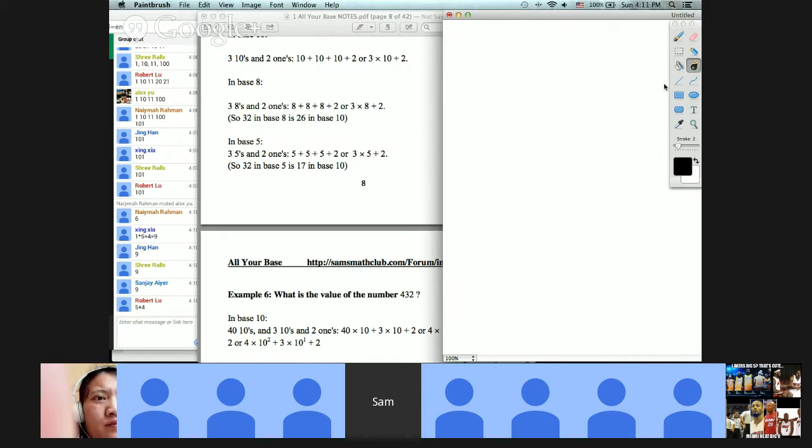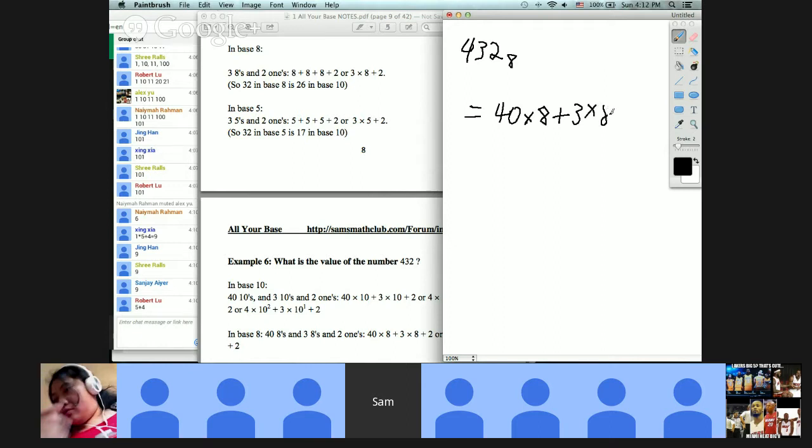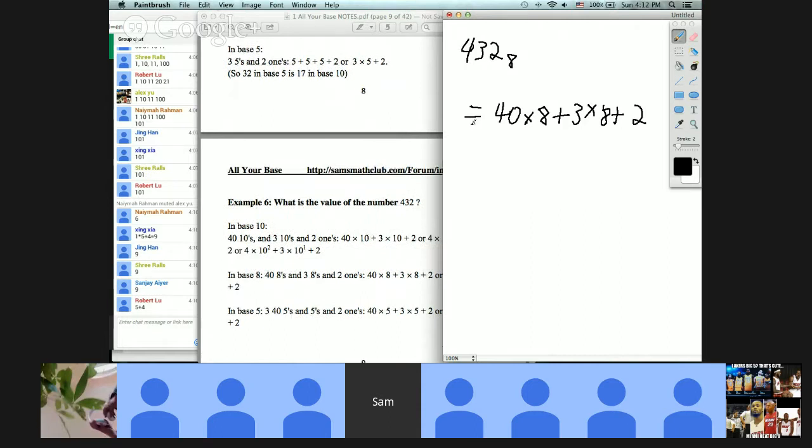So for example, if we were to go to base 8, so 4, 3, 2 in base 8, this would equal, instead of 40 tens, since it was base 10, now it's base 8, we do 4 eights, so 4 eights plus 3 eights, since this is the tens digit, plus 2, which equals a completely different number.